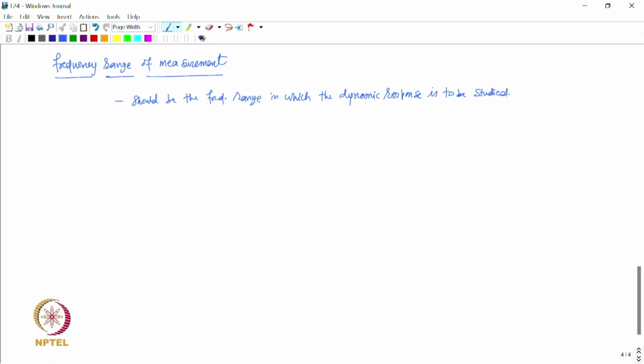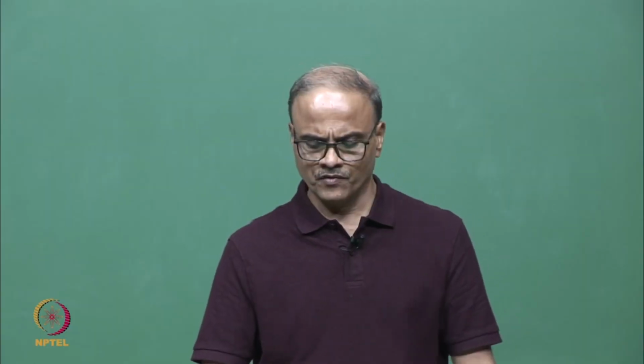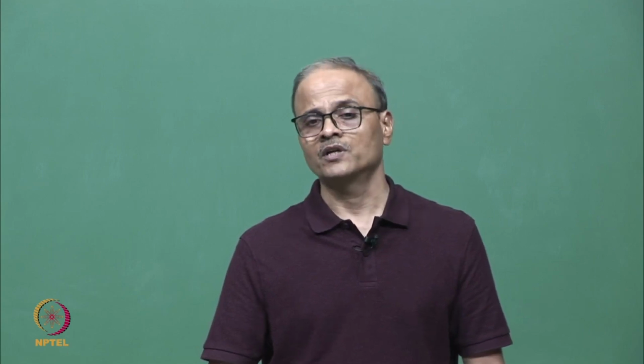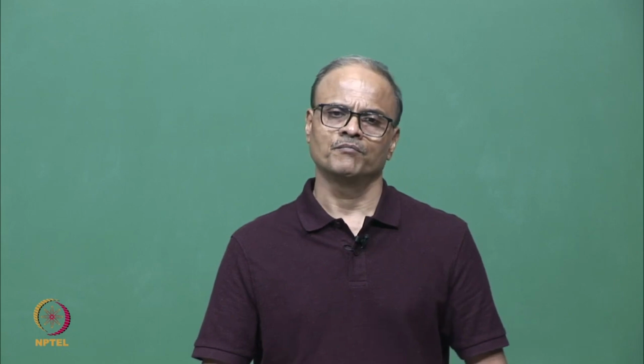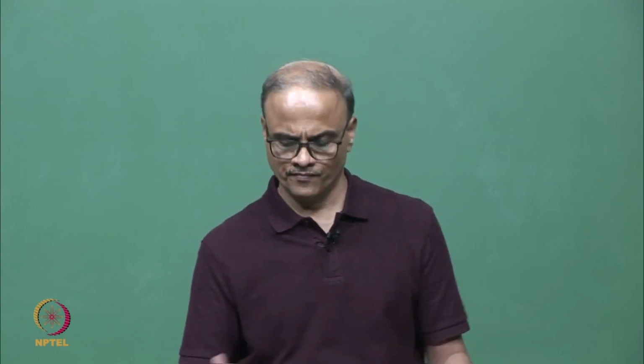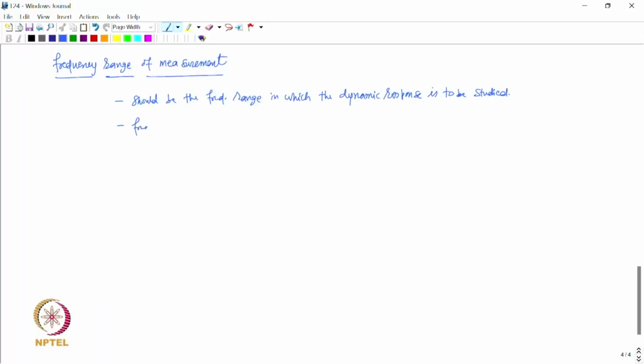Okay, we want to find dynamic response in that range, that should be the frequency range. Now, what determines the frequency range of dynamic response? The dynamic response depends upon the excitation forces or the dynamic forces acting, and that is why the frequency range of measurement can then be fixed based on the frequency range of excitation. So, what is the frequency range of the excitation or dynamic forces acting on the system?